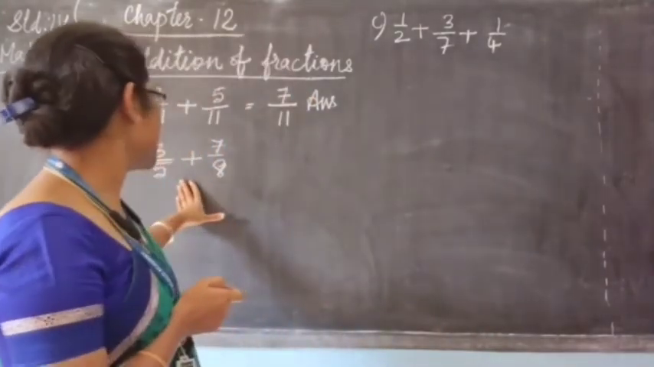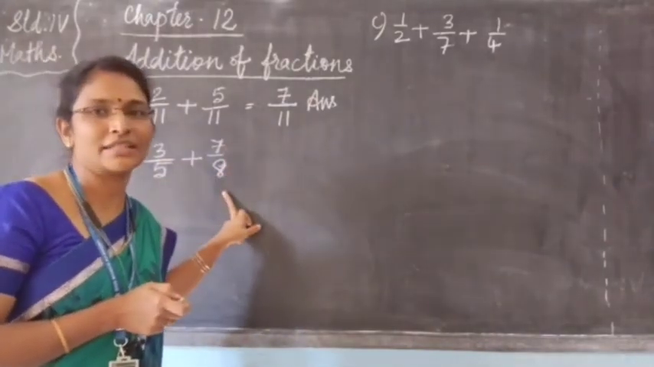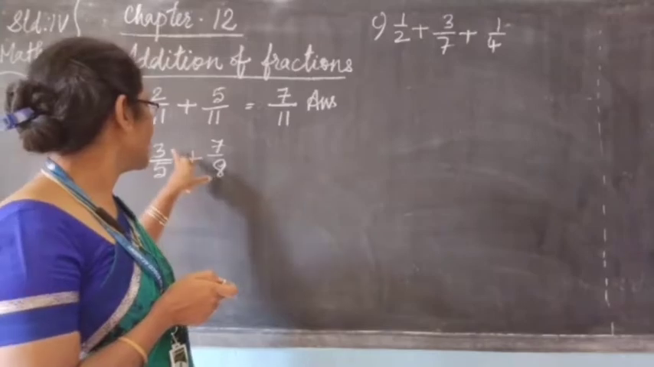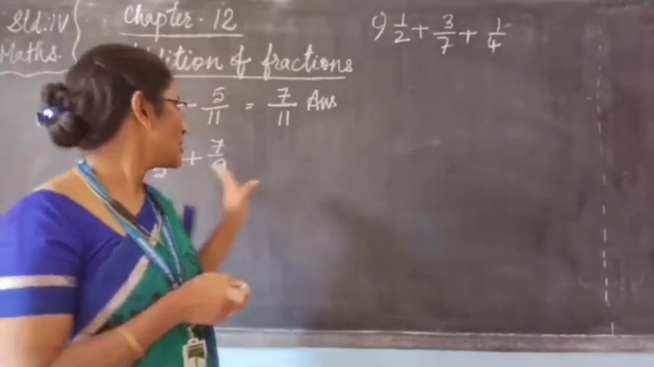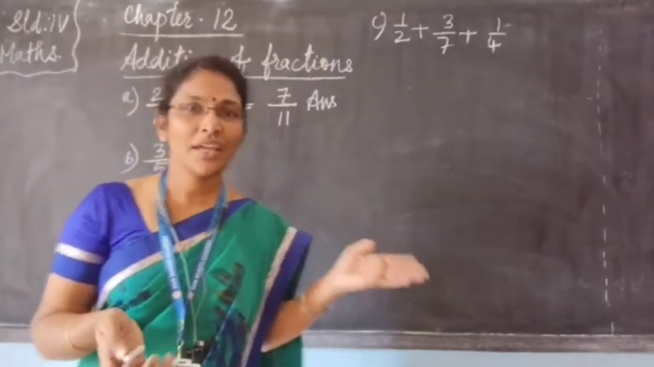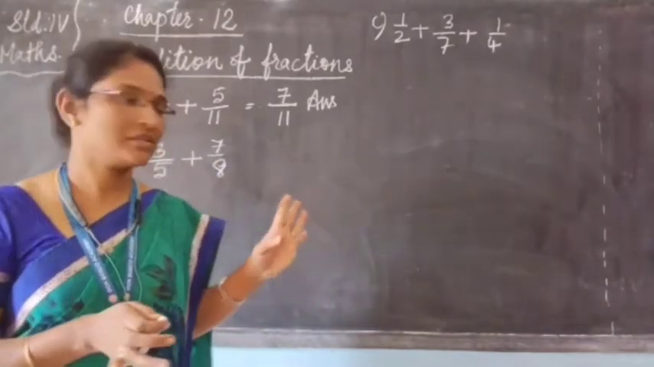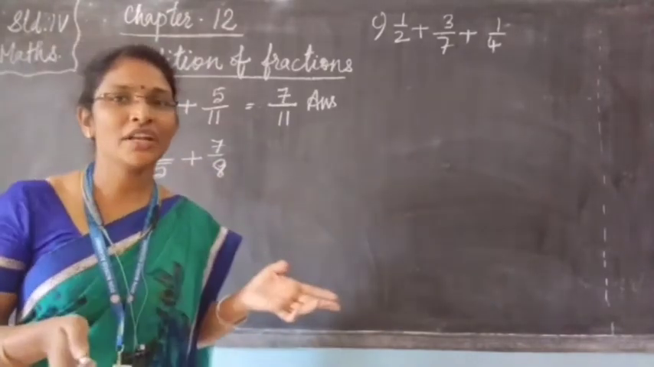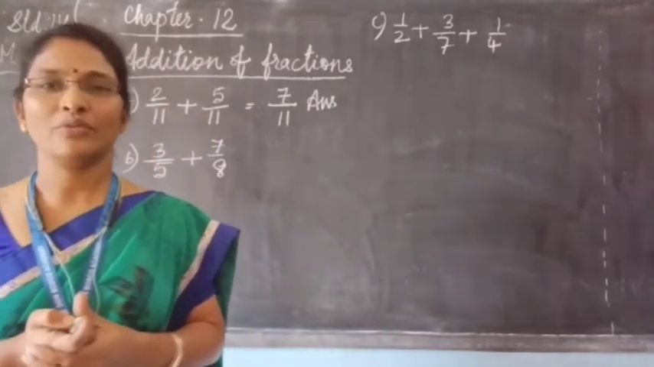Now next you can see 3 by 5 and 7 by 8. Here, both the numerators and denominators are different. Not only that, even with the numerators the same, we cannot do anything. Okay? We have to see whether they are like fractions. Here, denominators are different. It means they are unlike fractions. Then what do we have to do?